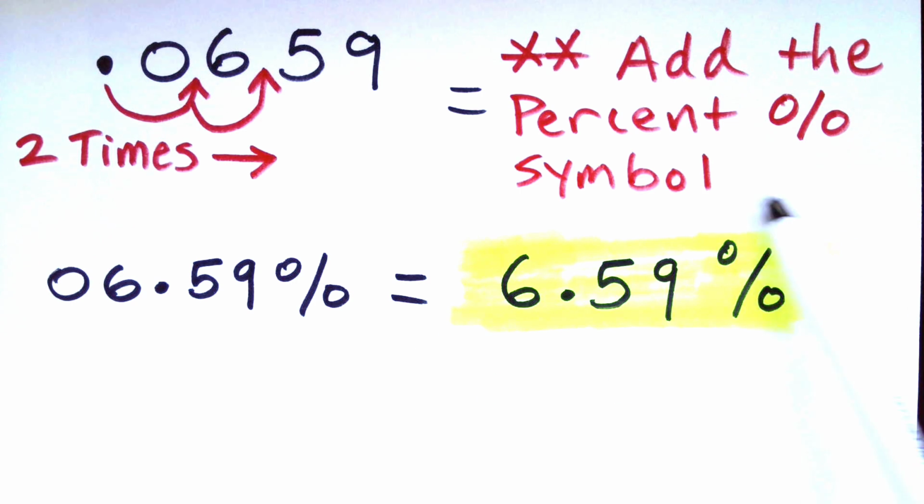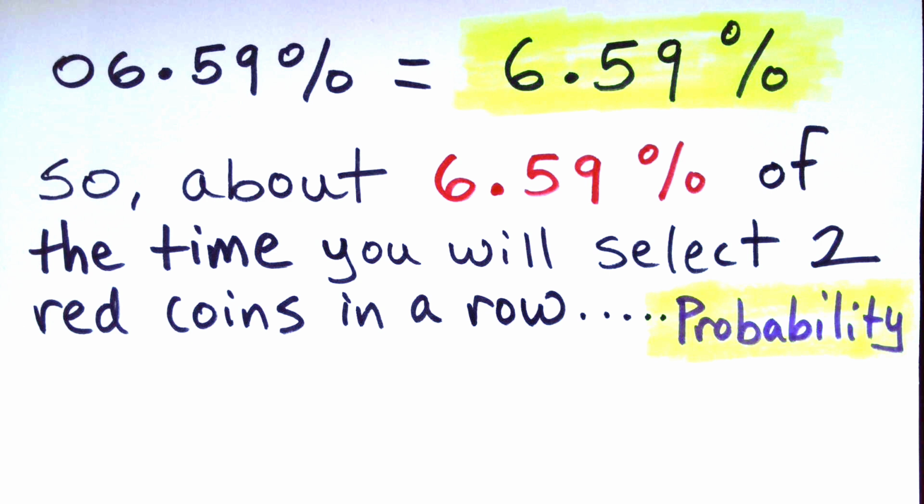So 6.59%. Remember, we started with a fraction, right, of 6 over 91. That turned into 0.0659. That's turned into 6.59%. So fraction, decimal, percent, they're all equal to each other. They're just different ways to write the value, right? 6.59%. Okay, so what does all of this mean?